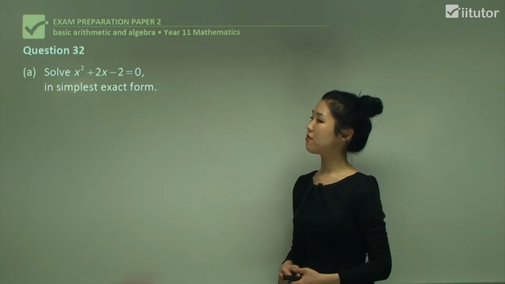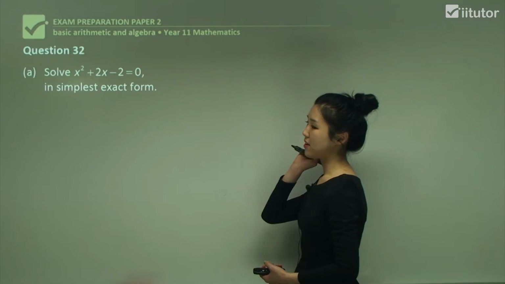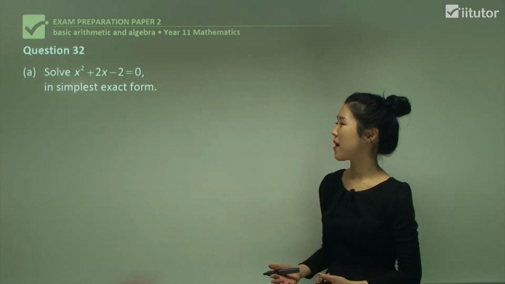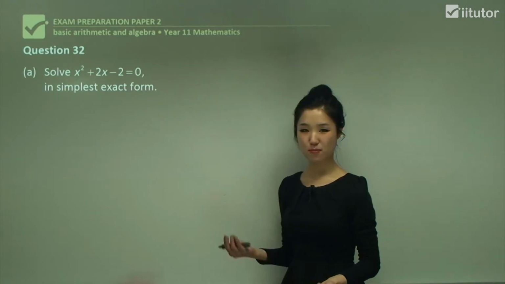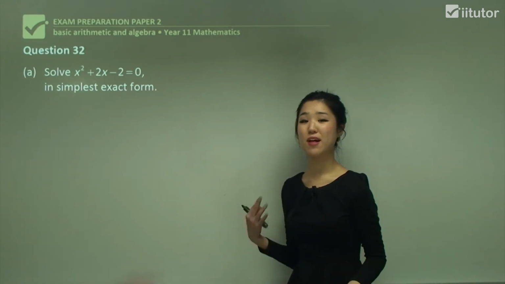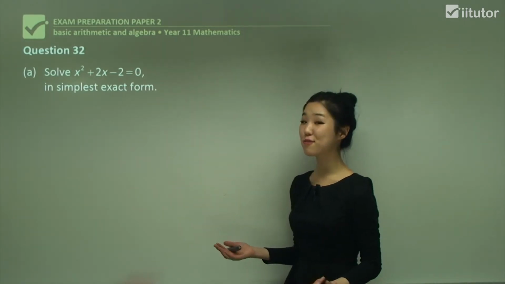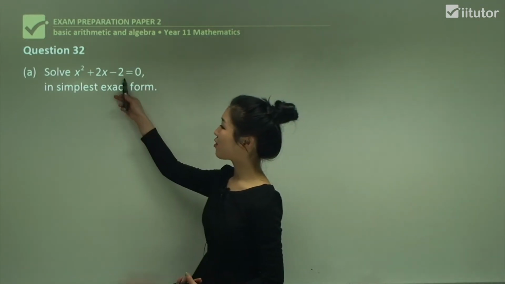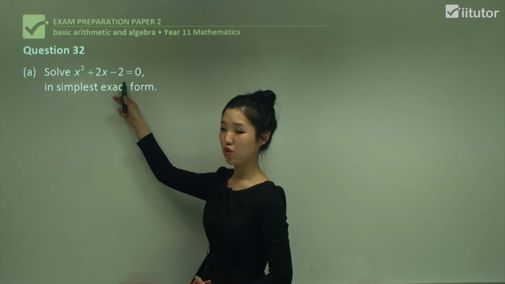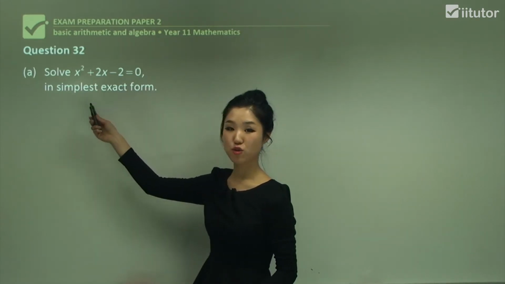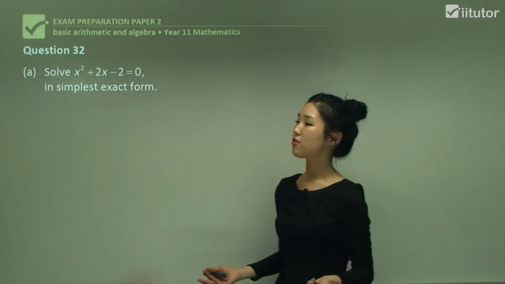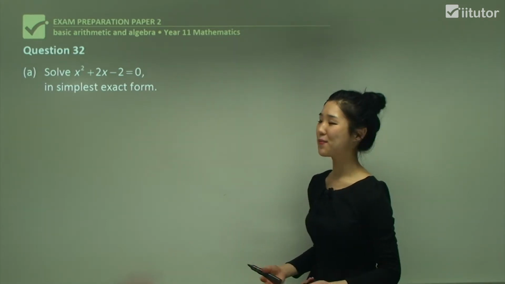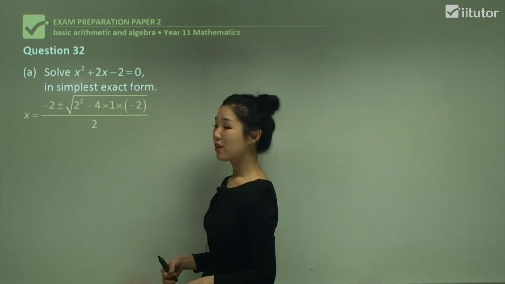Okay, I want to solve this equation in simplest exact form. The reason I'm saying simplest exact form is that it probably won't factorize and we'll have to depend on the quadratic formula, because it is a quadratic equation. You can see that for 2, the only factors are 1 and 2, but there's no way we can make 2 with 1 and 2, right? So we'll have to use the quadratic formula. We're going to just go straight to the formula.